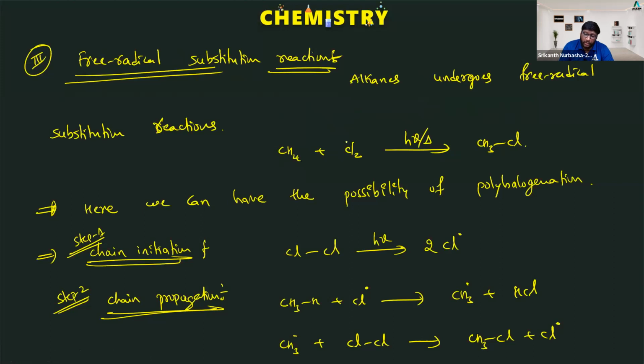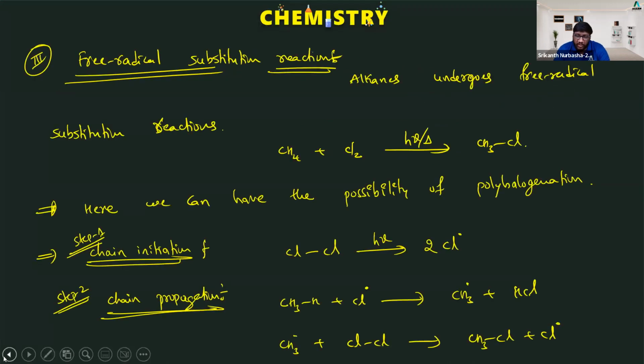Chain initiation, the bond between two chlorine atoms is broken to produce the respective chlorine free radicals. Chain propagation, CH3-H reacts with the chlorine radical to form CH3 dot, and HCl is obtained. CH3 dot reacts with Cl-Cl to form CH3Cl and Cl dot. These all happen in chain propagation. Chain termination, the chlorine free radicals and methyl free radicals combine to form Cl2 or ethane, or CH3 dot can combine with Cl dot to form CH3Cl. That is the chain termination step.